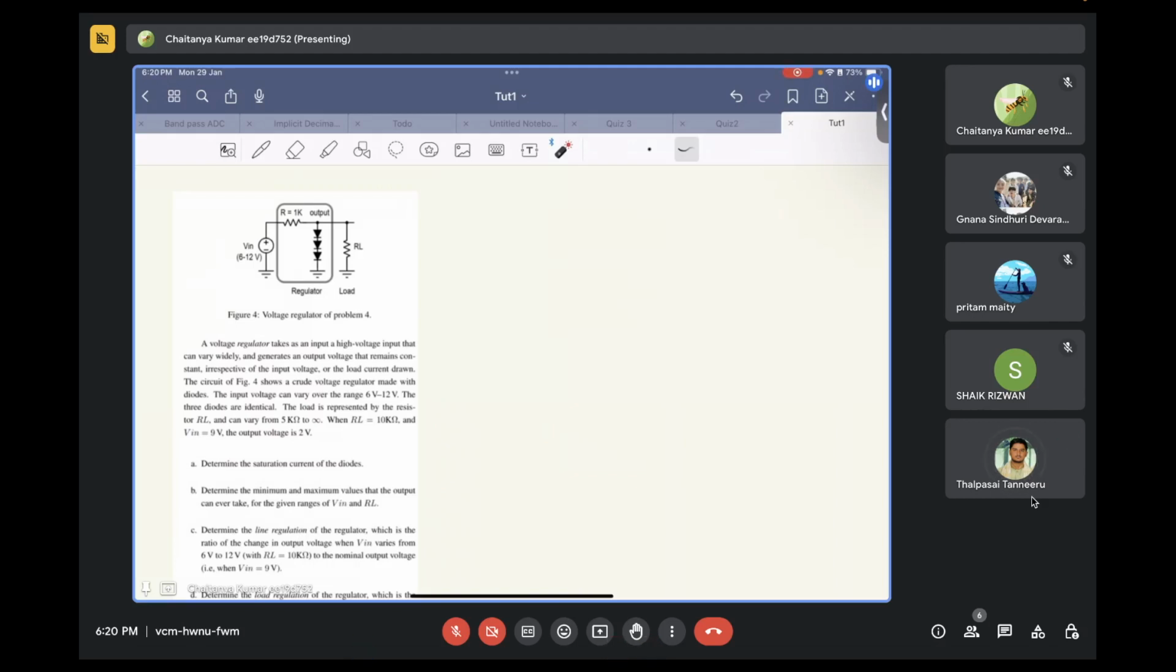And it's mentioned that your input can vary from 6 volt to 12 volt, and these three diodes are identical.